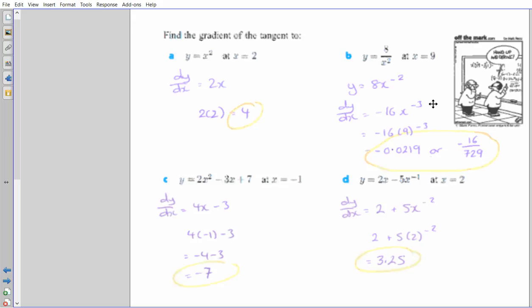Subtract 1 from here, you get negative 3. So you've found the gradient function, great. Now you need to just find what it equals when x equals 9. So the gradient when x equals 9, you just plug it in: negative 16 brackets 9 to the negative 3.